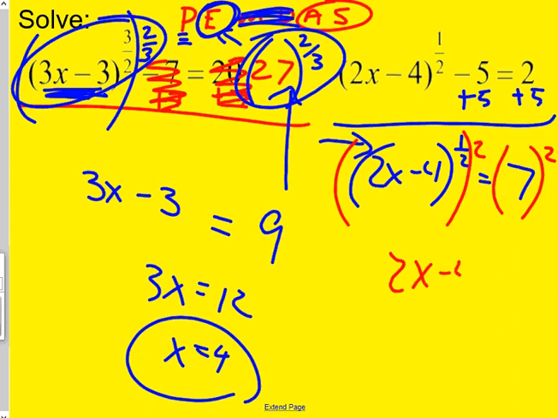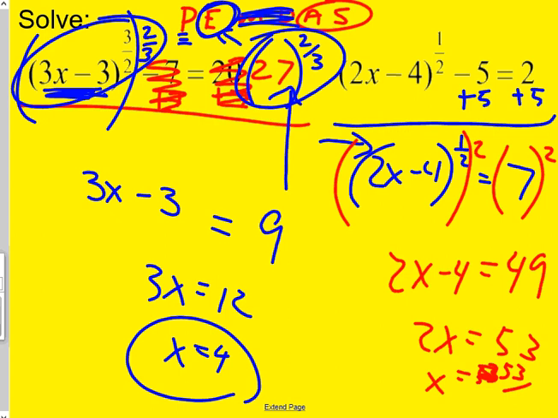2x minus 4 is equal to 49. Are you back with us now? Please be back with us now. All right, good. Now I'm going to add 4 to both sides. 2x is equal to 53. x equals 53 halves. I feel like I'm doing something wrong here, but did you get 53 halves? All right, good. Cool.